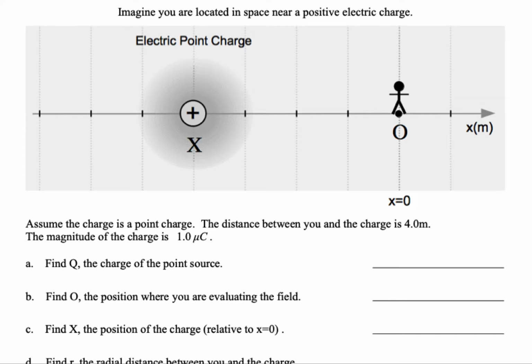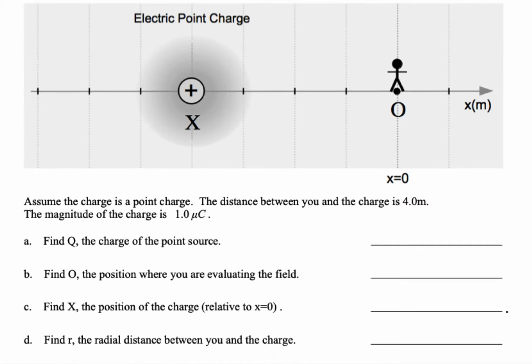Imagine you're located in space near a positive electric charge. And let's assume that this charge is actually a point charge. The distance between you and the charge needs to be found in order to calculate the field strength. So it's 4 meters between you and the charge. The magnitude of the charge is given as 1 microcoulomb.